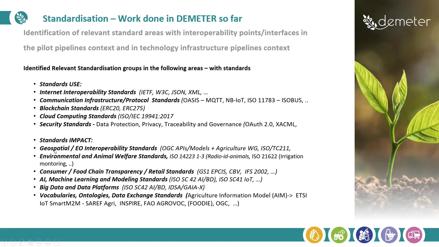But there are certainly standards that are closely related to activities in the agriculture domain. So geospatial data and earth observation data and standards from the OGC and ISO TC211 are important standard organizations and standards that we use. Also, environmental and animal welfare standards, such as ISO standards for radio identification of animals and for irrigation monitoring. Consumer food retail standards from GS1 and IFS. Obviously, in our applications, we have an increased use of AI and machine learning, with the new ISO SC42 on AI and big data being prominent as a standard organization, as well as the ISO SC41 on IoT.